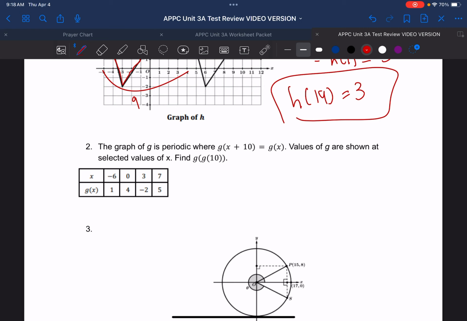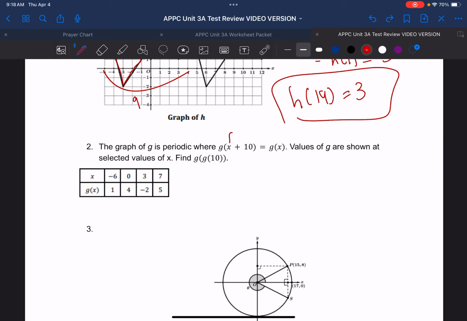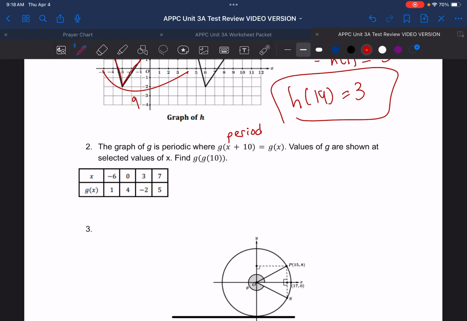Similar problem here. The graph of g is periodic, where g of x plus 10 equals g of x. Remember, this is a horizontal shift. So this is saying if I shift by 10, really in either direction, if I start at any x value and I shift 10, it gives me the same output as the original x value. That means that my period is 10. And it wants me to find g of g of 10.